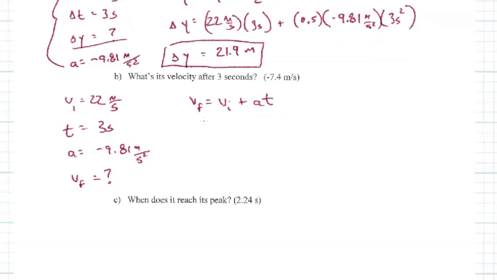And for the sake of time right now, I'm going to not write in the units. I really recommend that you do. But to save a little time, I'm going to just write the value. So VF. So our VI is 22 plus negative 9.81 times our time, which is 3 seconds. Punch that into your calculator, and you should get negative 7.4. Negative 7.4 meters per second.